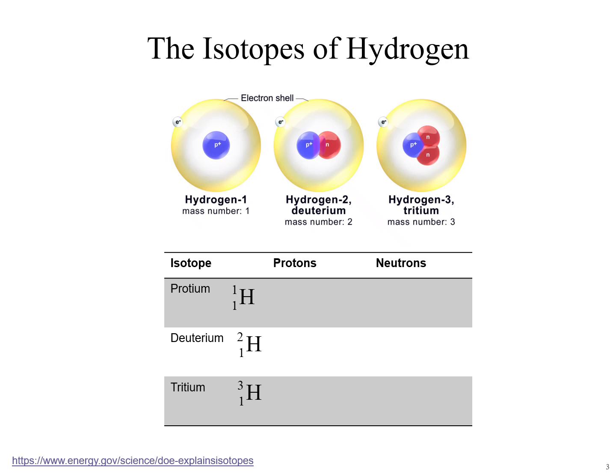Now I'm using this example because I don't have a percentage of abundance for the isotopes of hydrogen listed, but we can actually predict which one out of the 3 isotopes I have listed here is the one that we can find in nature more frequently.